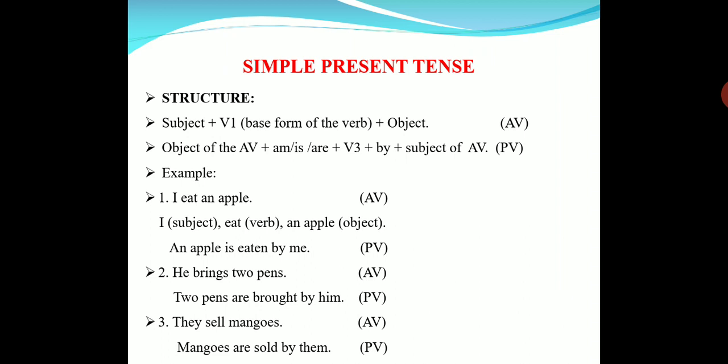So now, what is the structure of simple present tense? The first one we take. In present tense, there are 4 subtenses, no? Simple present tense, present continuous tense, present perfect tense and present perfect continuous tense. Here we don't have passive voice for present perfect continuous tense. Only for 3 tenses we have passive voice: simple present, present continuous and present perfect.